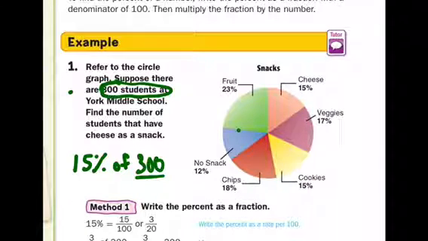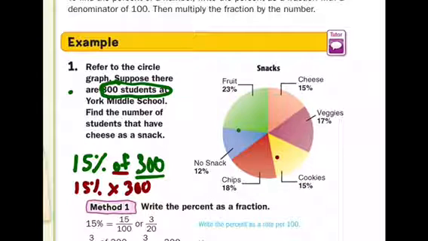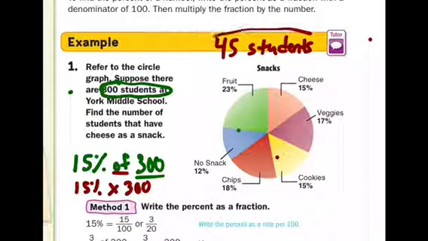Now, to do that, remember on my calculator, I'm going to type in 15%. Whenever you see "of" in this situation, it means times. So 15% times 300. That's all you type in. And if you do that, you're going to get 45. So my answer is going to be 45 students. Okay, that's what we're doing.